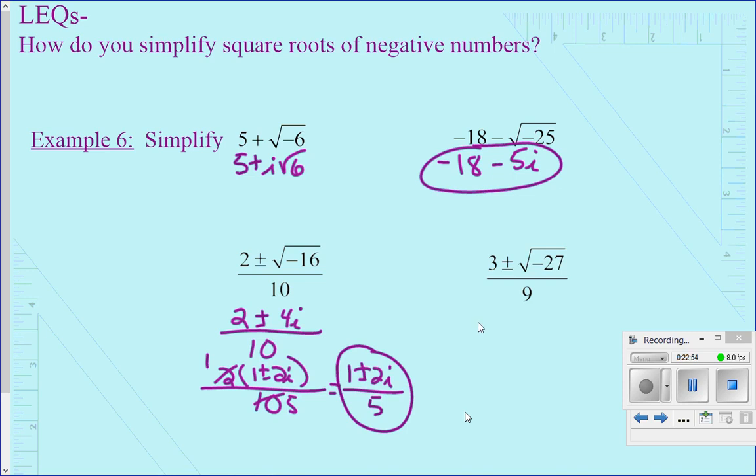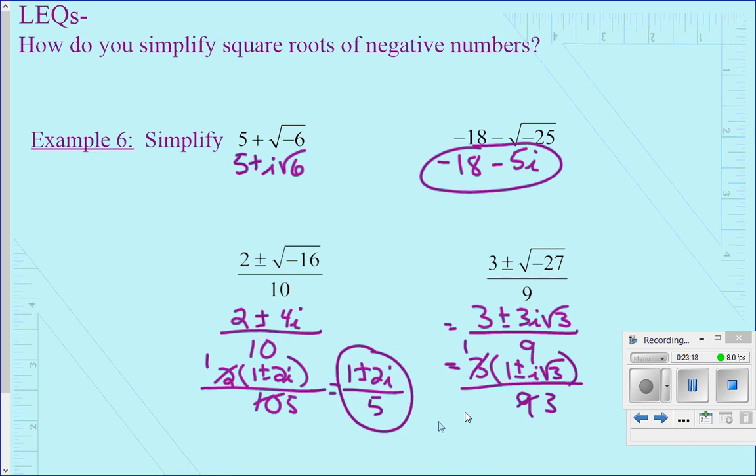Next one, we're going to simplify that square root of negative 27, which simplifies to 3i root 3. Next, we're going to simplify the GCF, factor it out, 3 times 1 plus or minus i root 3, and that's all over 9. And then 3/9 simplifies to 1/3. So I'm getting 1 plus or minus i root 3, all over 3. And those are my final answers.